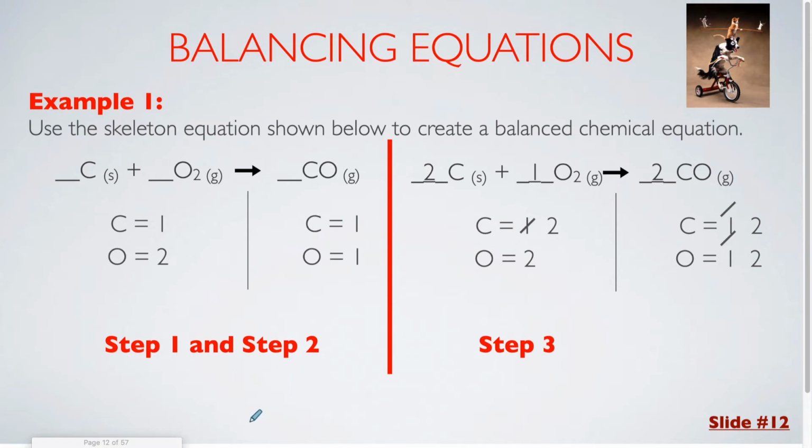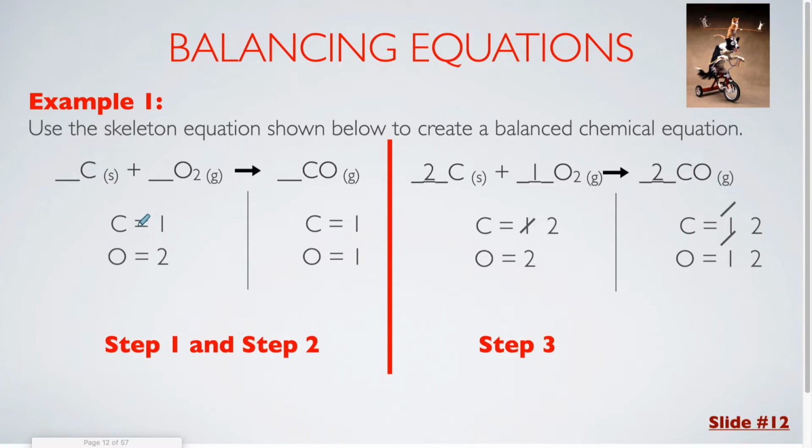So before we get to our checkpoints, we're going to be going through a bunch of examples that are already solved. So here we have a skeleton equation with carbon and oxygen, and we're making carbon monoxide. Now the first thing that you should do is write this out on paper, and then you're going to put a line through the arrow.